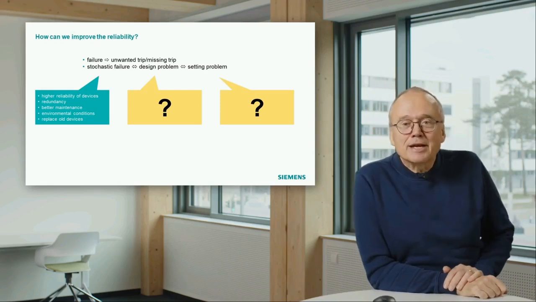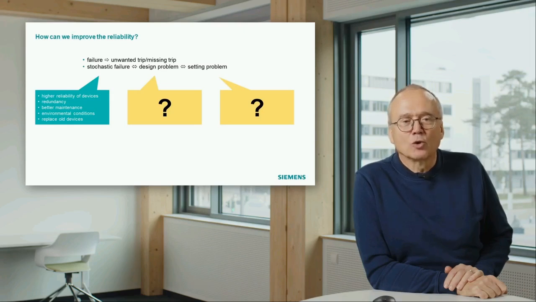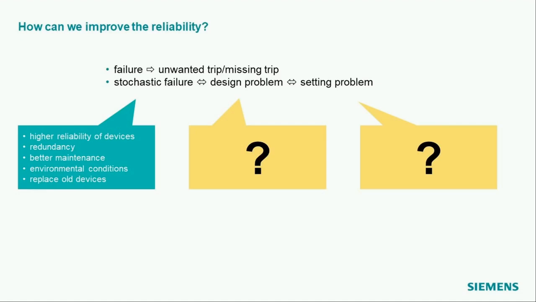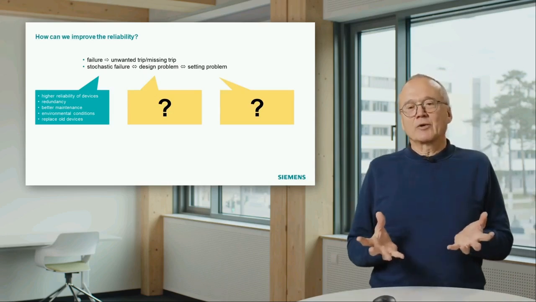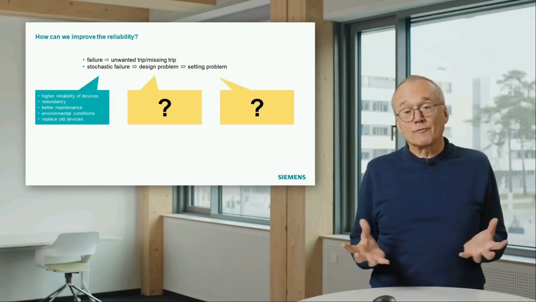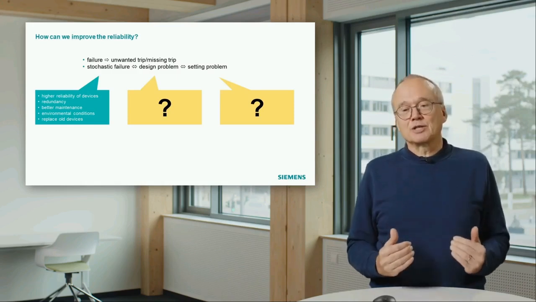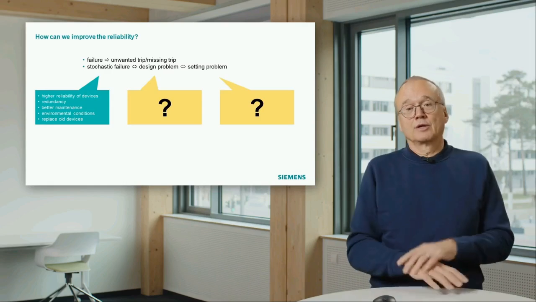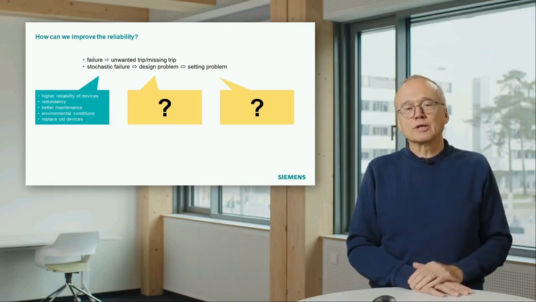Another thing is the environmental conditions. Where are the relays installed? And I can tell you, I've seen relays where you couldn't see any colors on the components. So they were installed in a dusty area, or you even may have corrosive gases there. And of course, if you have these conditions, the relay will work, but after some time, you will have an increased failure rate.